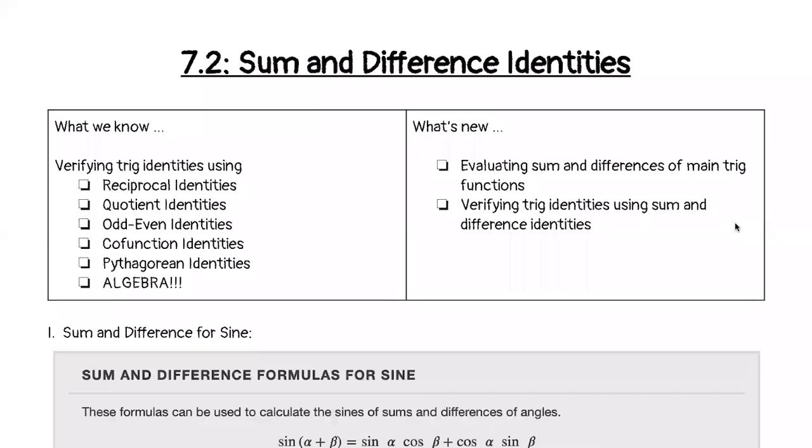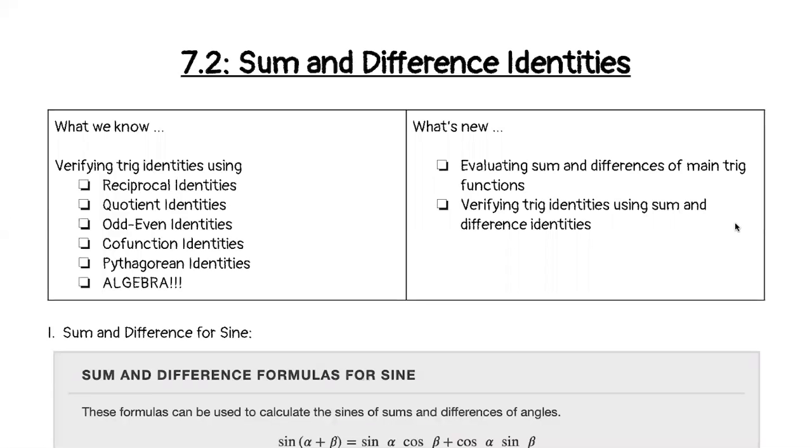So what do we know? Well, by now we should know how to verify trig identities using reciprocal identities, quotient identities, odd-even, cofunction, Pythagorean, and a whole bunch of algebra. If that is not where you are now, I would highly encourage you to spend some time this weekend and next week getting really comfortable with that. That's going to be a large percentage of exam 3. And exam 3 is happening in just about 2 weeks.